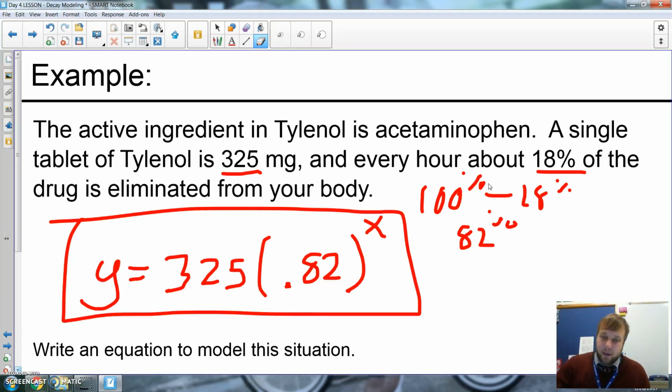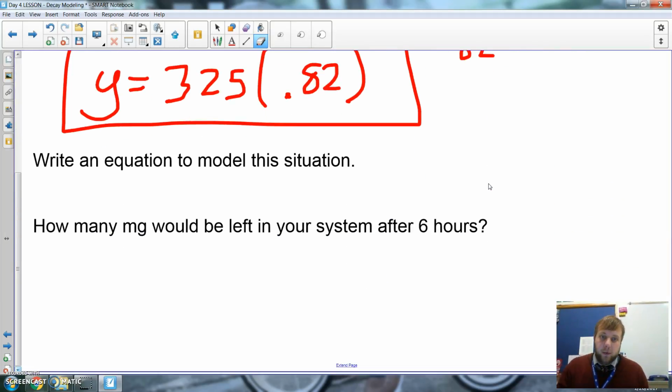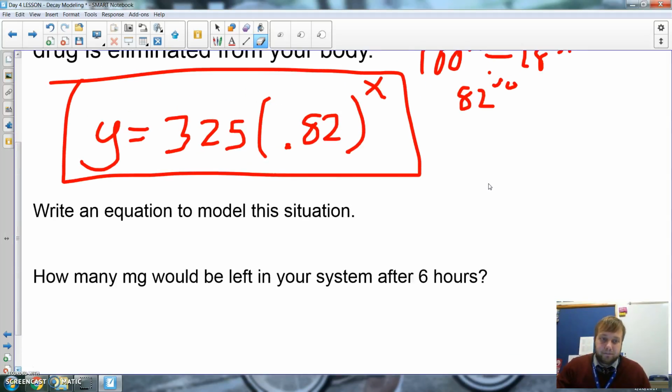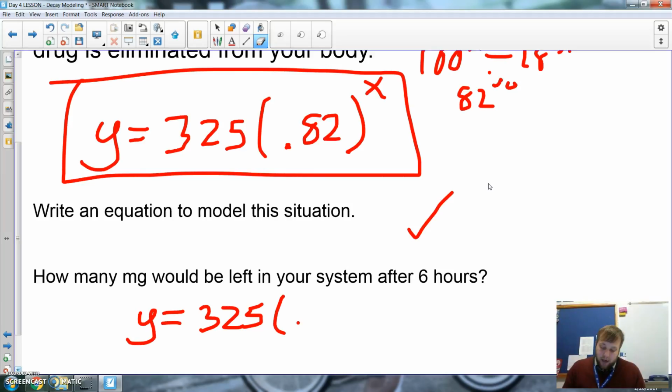Okay? Now, next question. Write an equation to model this situation. Sorry, I already answered it. Done. How many milligrams would be left in your system after 6 hours? So here, I'm going to rewrite my equation again. Y equals 325 times 0.82 to the, what power? 6, right? 6 is going up there to the x, because that's my time.